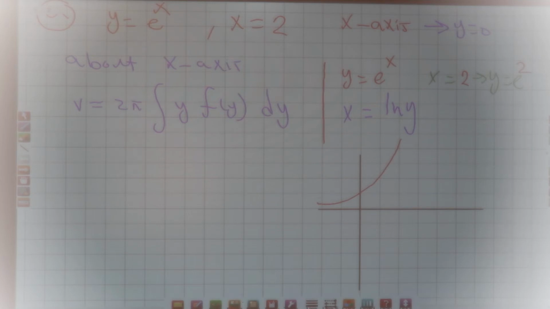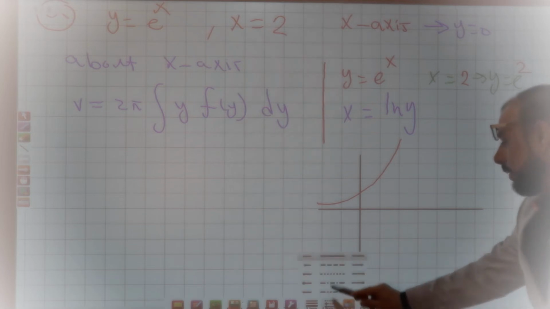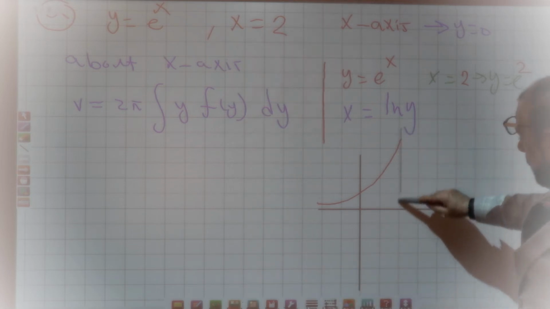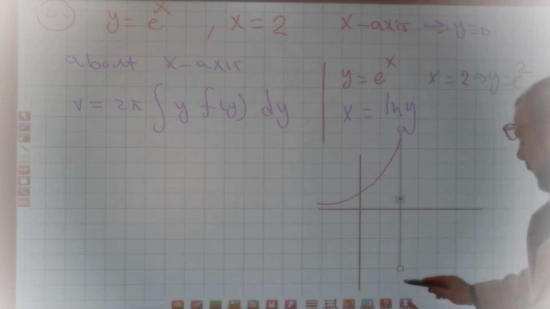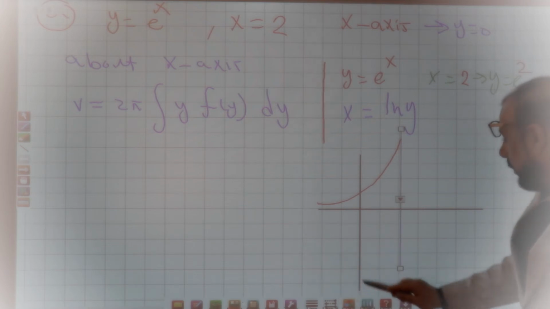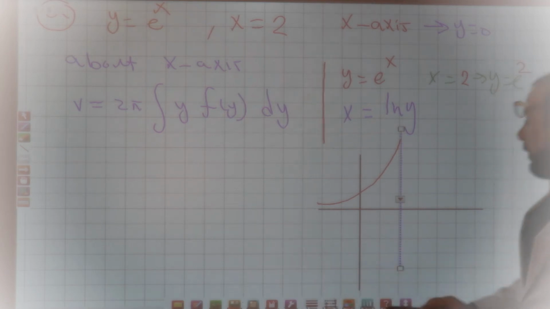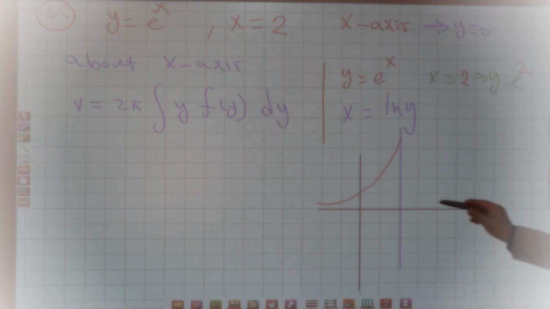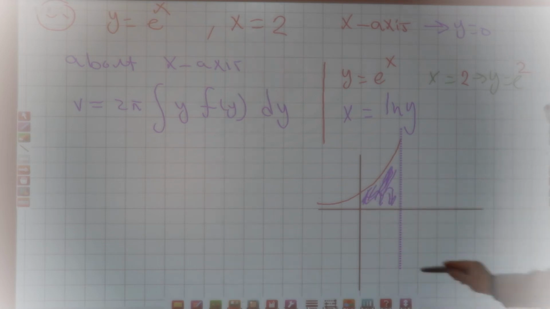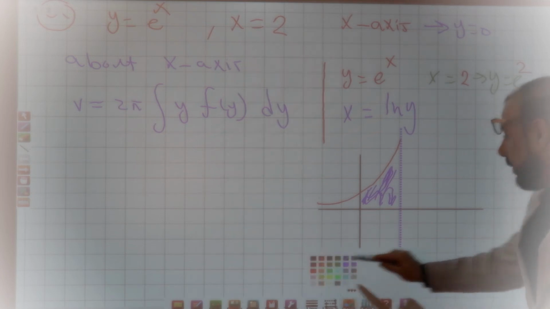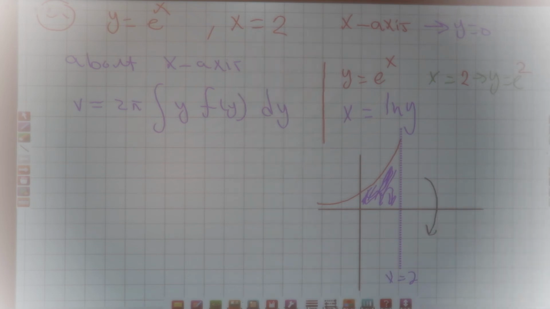And when x equals 2, the other line, which is this line, x equals 2, this blue. Let me make this blue and a little darker. And we need to find the volume when we revolve this about x equals 2. We're going to revolve this about the x-axis from 0 to 2. Good.